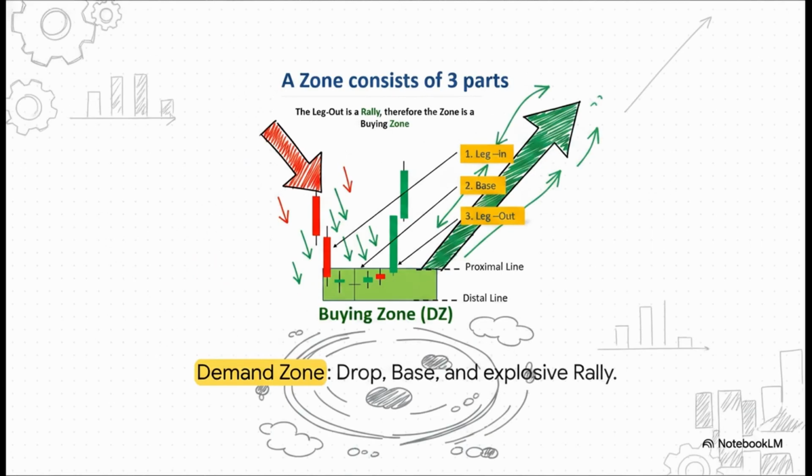So let's walk through how they fit together in a real setup. Looking at this demand zone, notice the exact sequence happening here. You get a drop for our leg in, right? Then a tight consolidation forming the base, and boom, a massive explosive rally for the leg out. Spotting this specific drop base rally sequence is the absolute key to identifying a high probability setup.